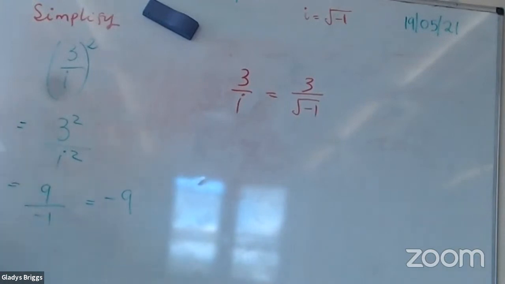No bracket, no nothing. Just 3 over the square root of -1. Okay. Yeah. Straightforward. It's very easy. Yeah.